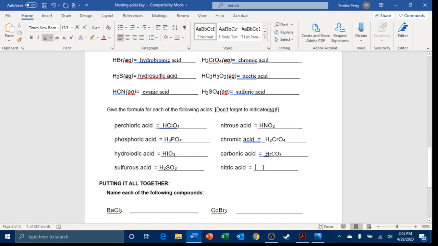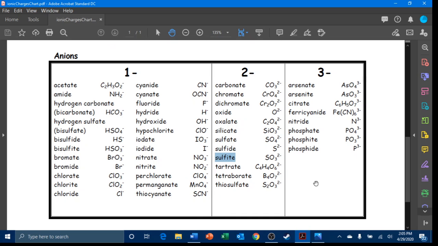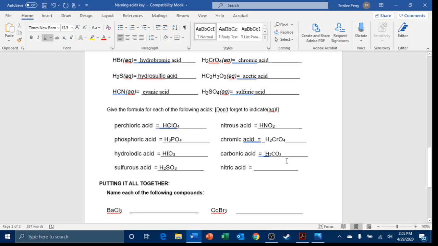Okay, last one, nitric acid. If it's ic, it was ate. So we're looking for nitrate. And it's right there. That's NO3, and it's a 1, so you don't have to put any other numbers for suffixes. So that's going to be HNO3.